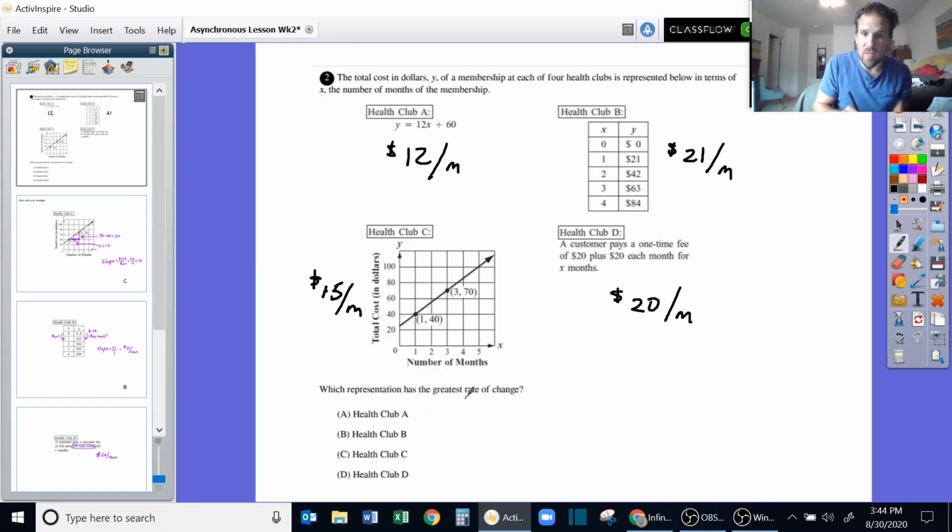And so which representation has the greatest rate of change? Well, Health Club B had a rate of 21.